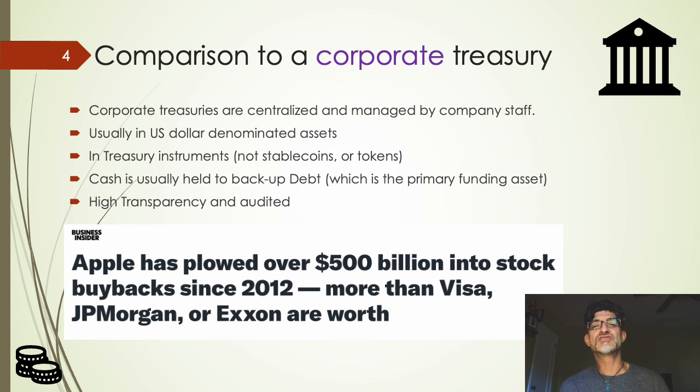What else do we have here? Oh yeah, treasury instruments. For corporate treasuries, they tend to be in money market instruments, like mutual funds, things like that. And cash is usually to back up debt, so corporations rely on debt. Blockchain projects, being tech and small companies, or projects I should say, don't have much of any debt. And corporate treasuries are highly transparent and audited.